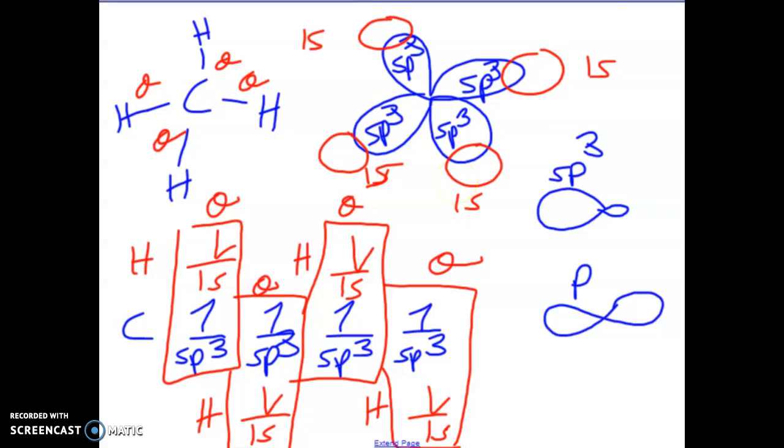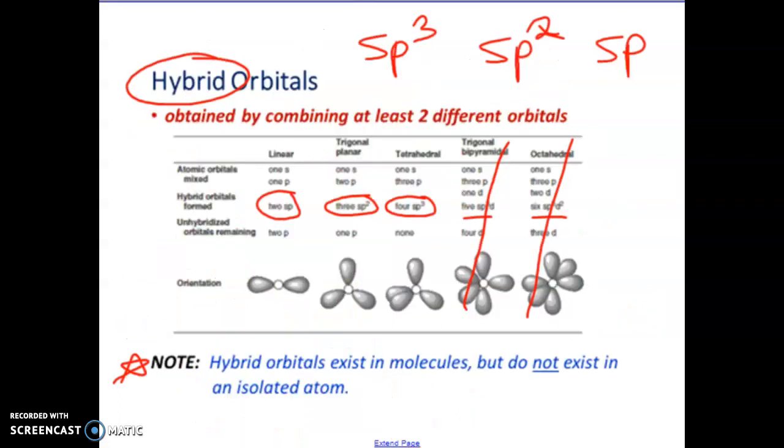So let's go back. If you go here to the sp3s, you'll notice that the shape this takes on, and we're going to talk more about shapes in the next lesson, is called a tetrahedral shape. So meaning it has 4 of these lobes, these sp3 lobes.